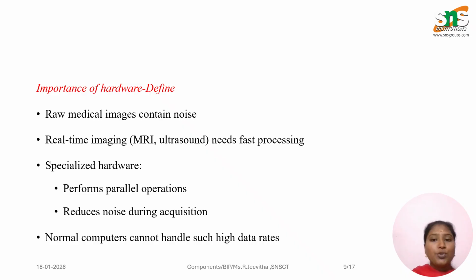Raw medical images usually contain noise and need real-time processing. For example, MRI and ultrasound imaging require fast processing without delay. Specialized hardware performs parallel operations and reduces noise during acquisition. Normal computers cannot handle such high data rates efficiently. Therefore, dedicated hardware is essential in biomedical image processing.